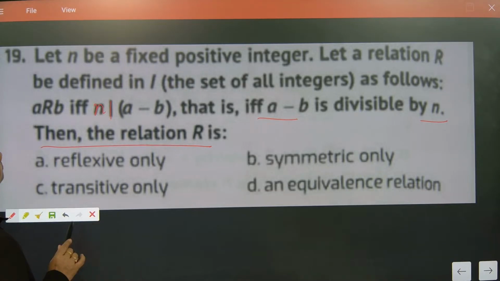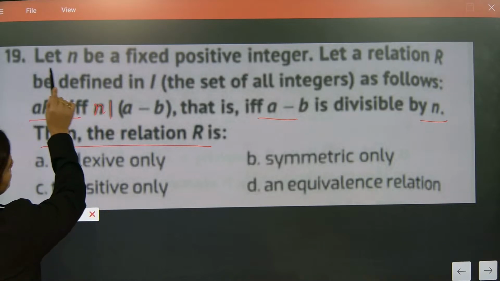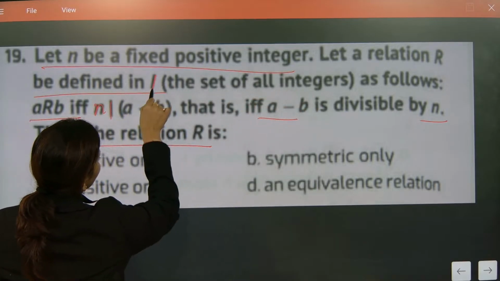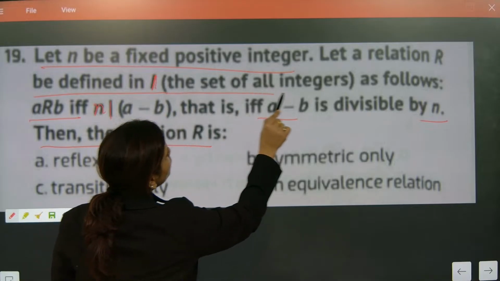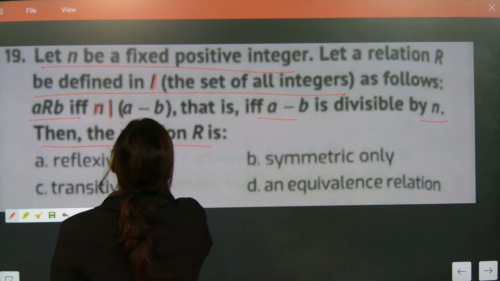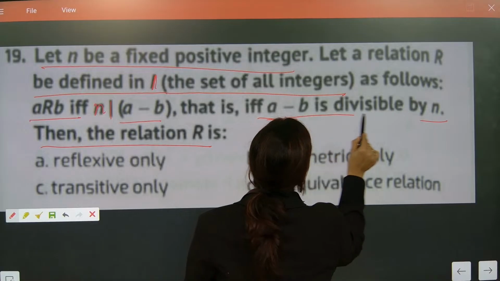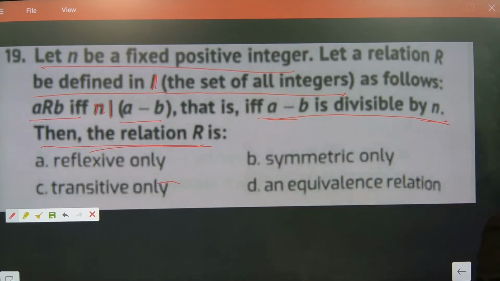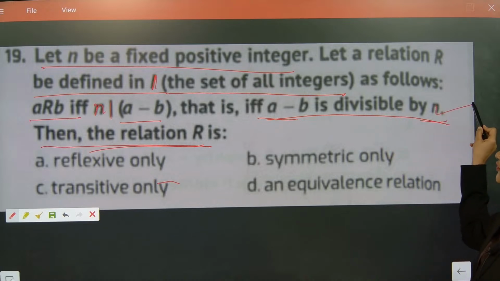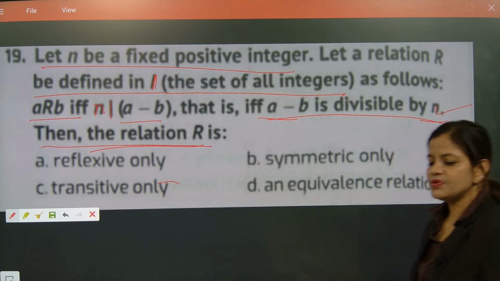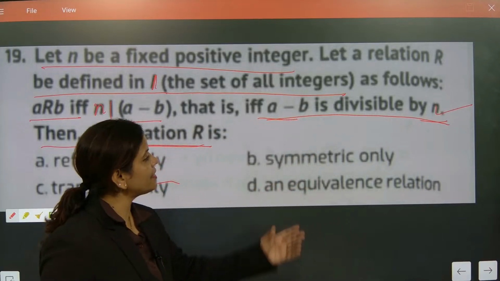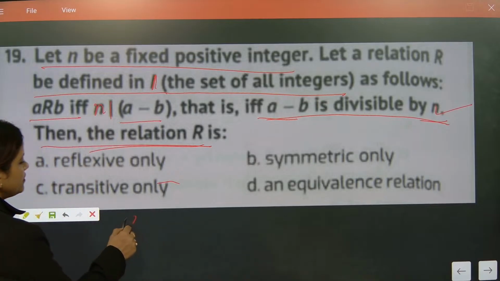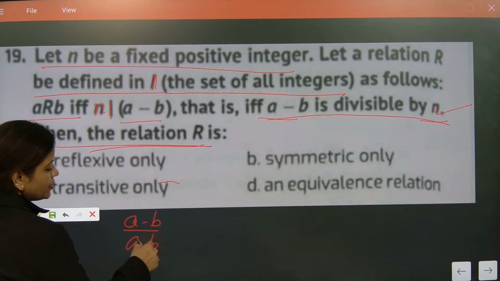Here only one problem can arise, but we will check. For a fixed positive integer N, the relation R can be defined by this line. That means the set of all integers as follows: if A minus B is divisible by N, what is the relation? They have already told us it holds if this is divisible by N. That means it is 100% a reflexive relation. The same element can be divided by the same element. Correct or not? So A minus A can be divided by N.